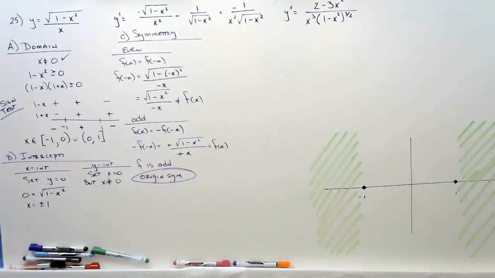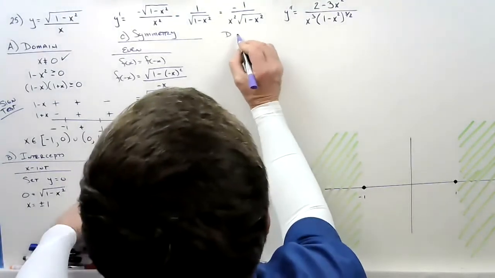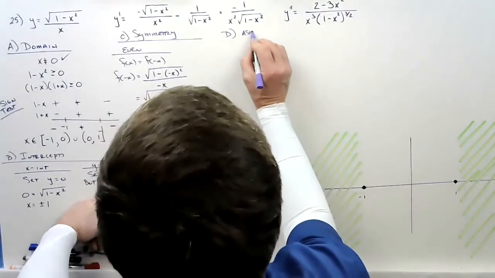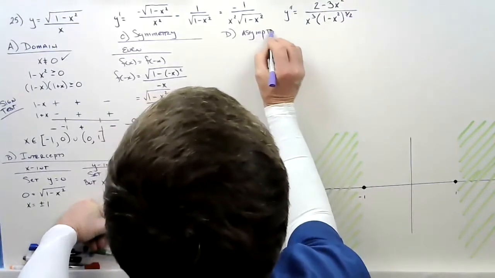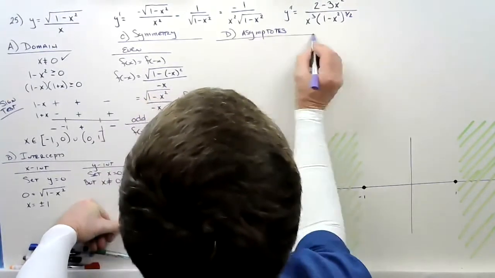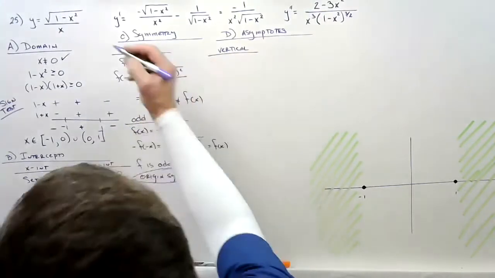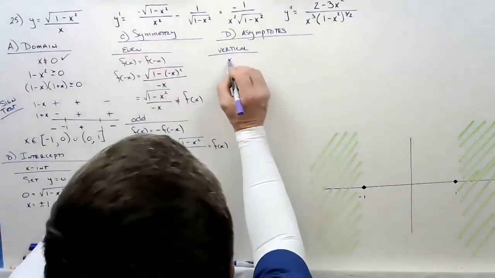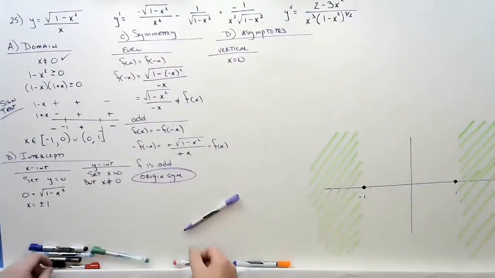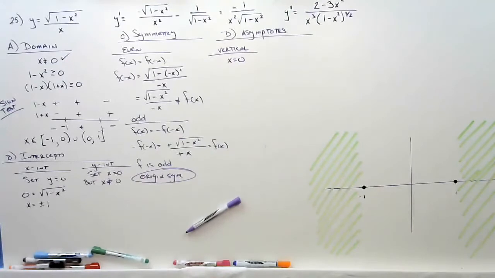Now D, we look for asymptotes. Well, we have a vertical asymptote because this is already simplified. X equals 0 is a vertical asymptote. So we should draw that in our graph.